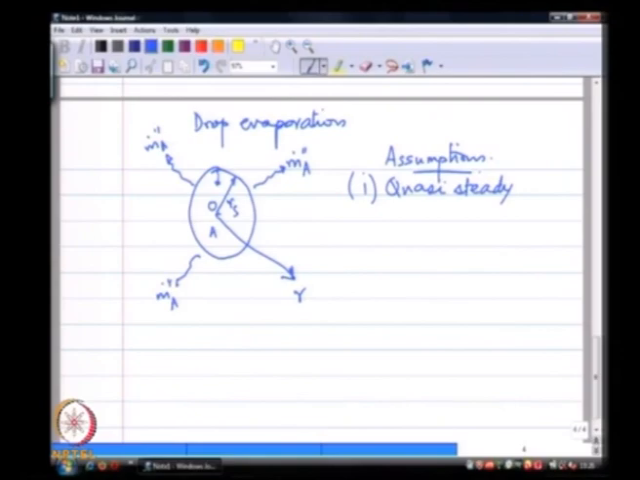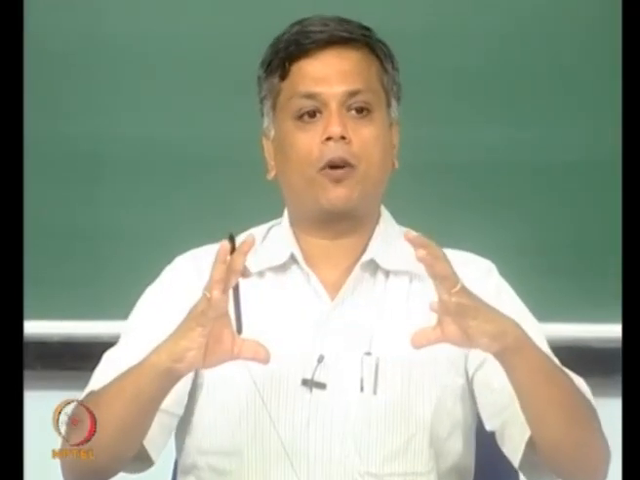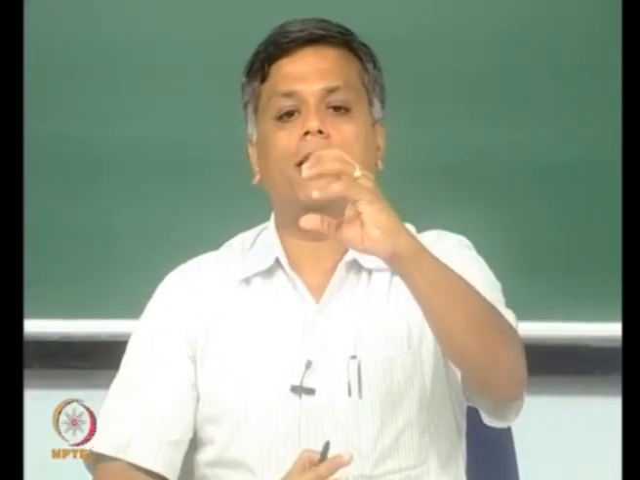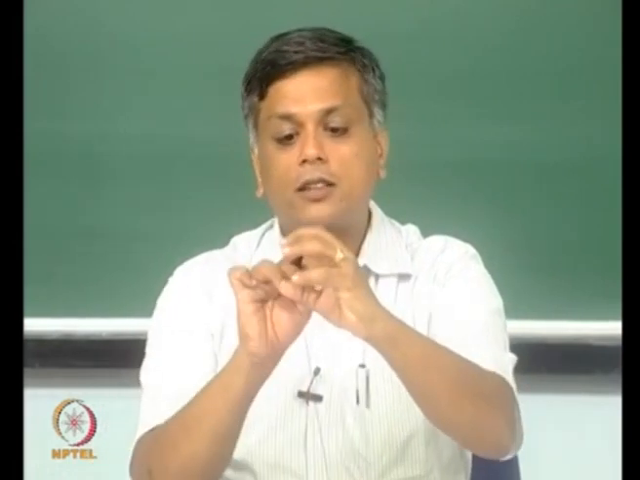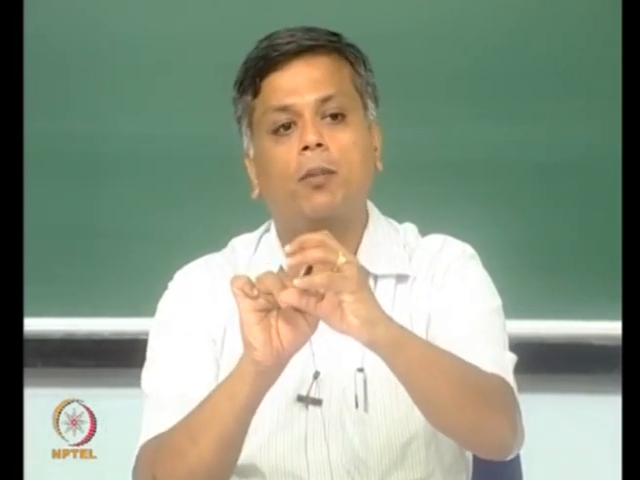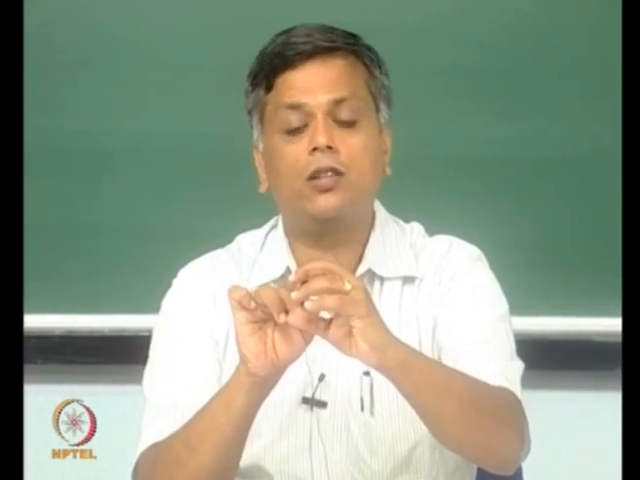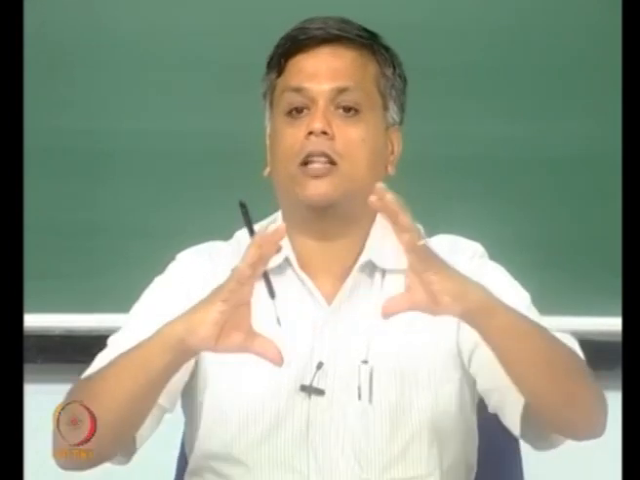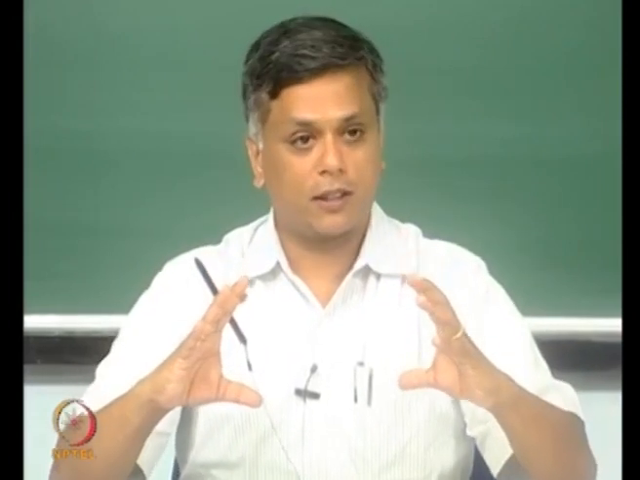As this drop evaporates, the drop boundary is going to shrink. So, there is a certain velocity of this droplet boundary shrinking. That velocity is very small in comparison to other flux based velocities, and that is what we mean by quasi steady.